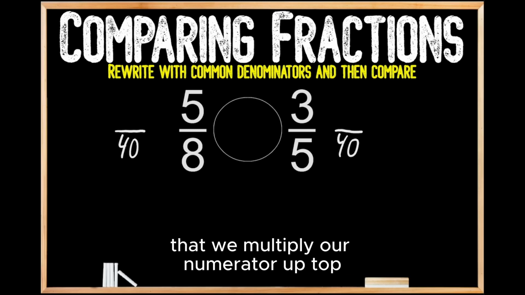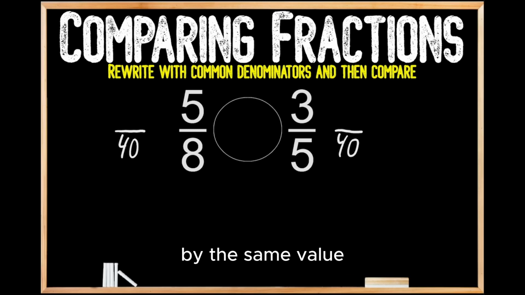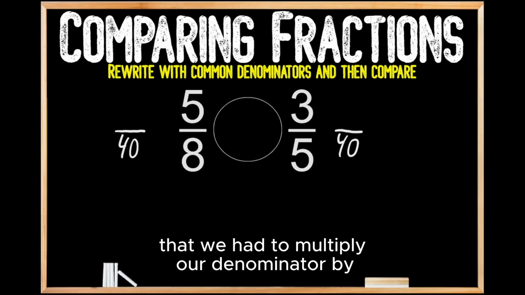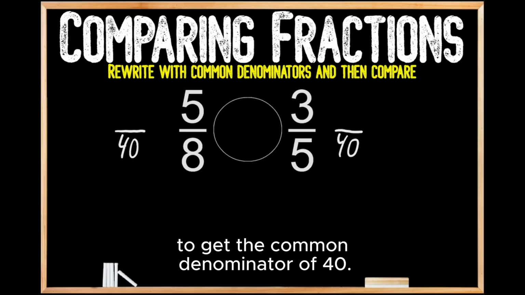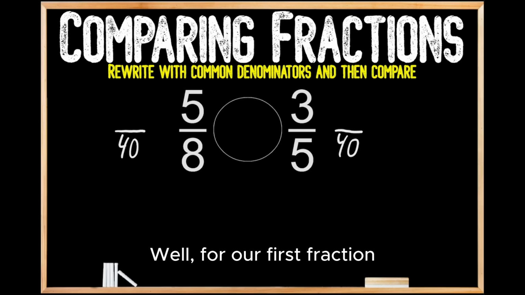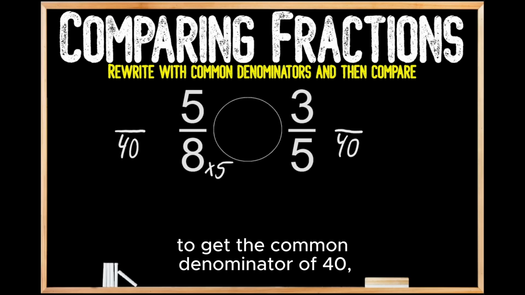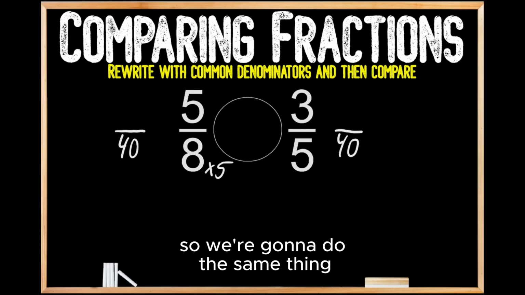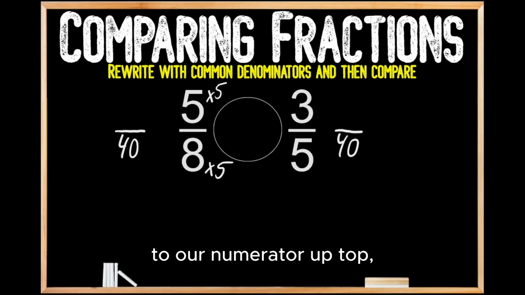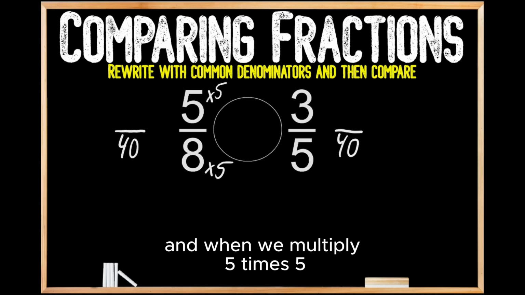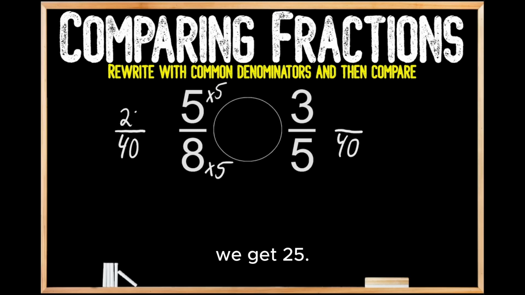Now, we need to make sure that we keep these fractions equivalent, and to do this, we need to make sure that we multiply our numerator up top by the same value that we had to multiply our denominator by to get the common denominator of 40. Well, for our first fraction, we had to multiply our denominator of 8 times 5 to get the common denominator of 40, so we're going to do the same thing to our numerator up top. And when we multiply 5 times 5, we get 25.